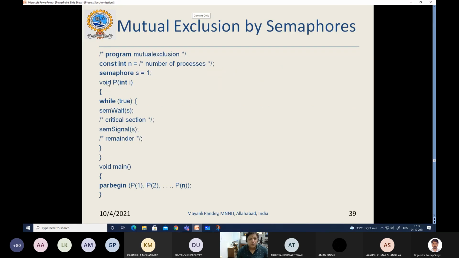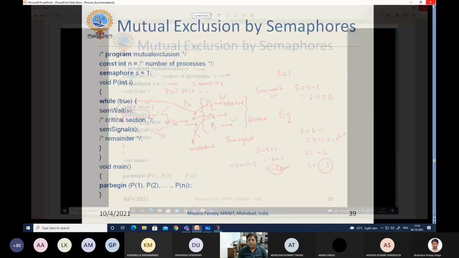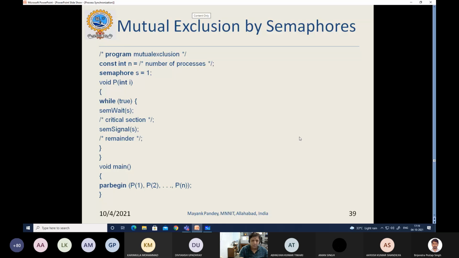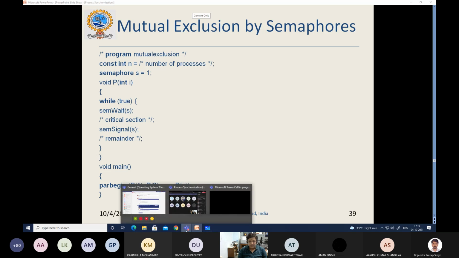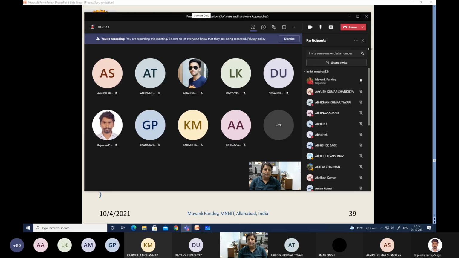Fine. So in this way, using semaphores, which is a programming language or an operating system construct, we can provide mutual exclusion. I'm done for today because next topic will be some problems which we can solve using semaphores, so which will be taken on the next turn. If there are any questions, you people can ask.